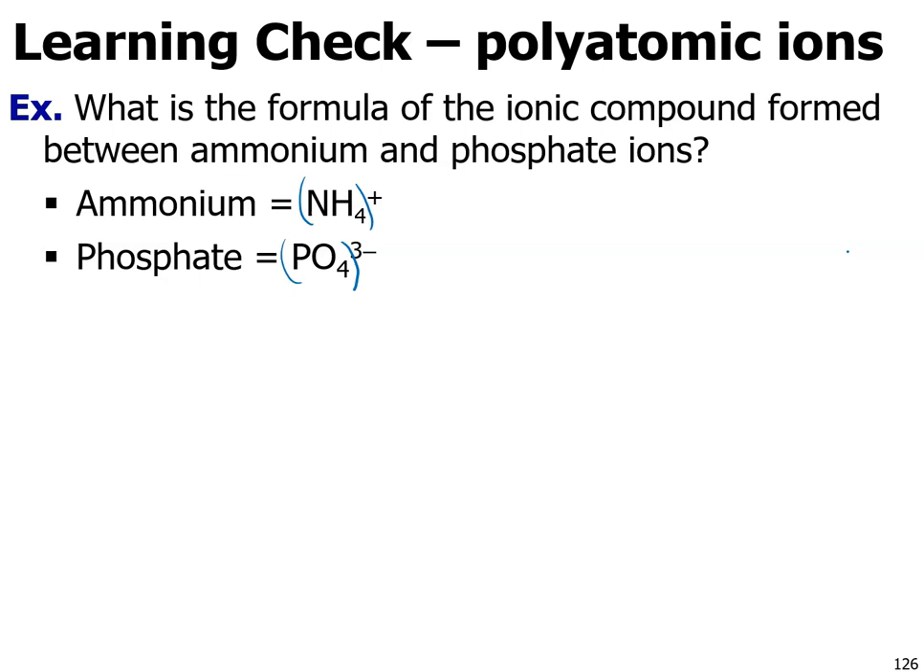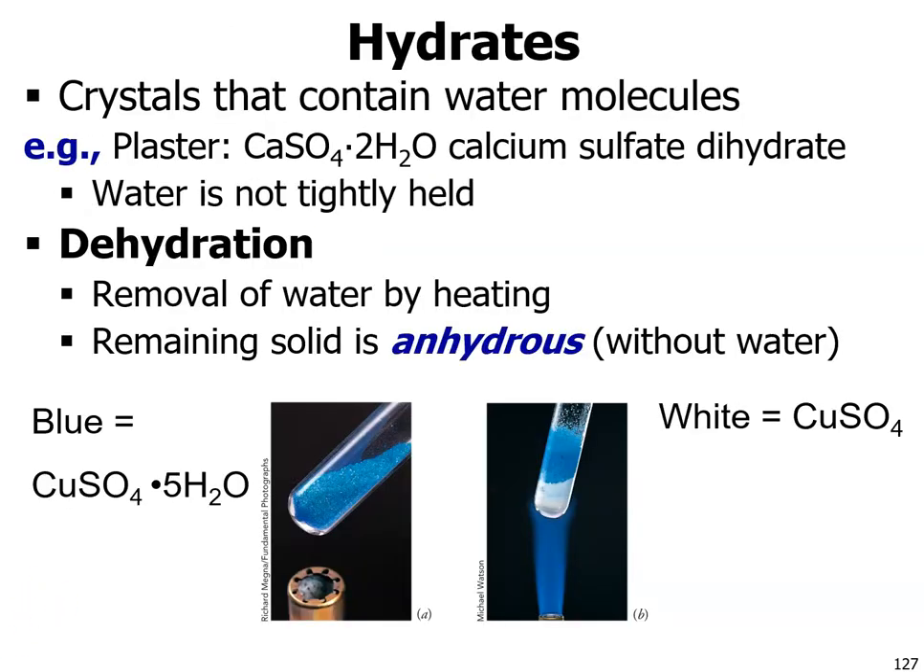Upload that answer onto our discussion board. In addition to ammonium and phosphate, I'd like you to look up those groups on that list that I gave you for the table of polyatomics. I'd also like you to look up strontium and nitrate and tell me what that ionic compound formula would be as well. Strontium nitrate.